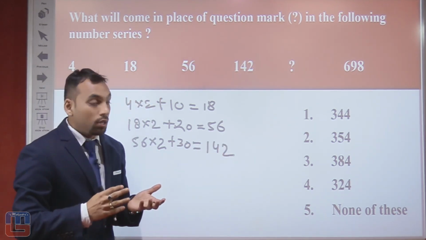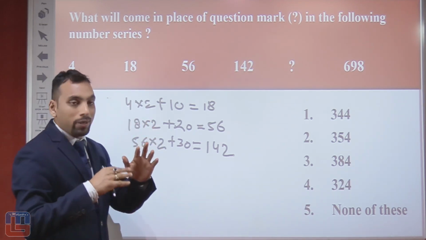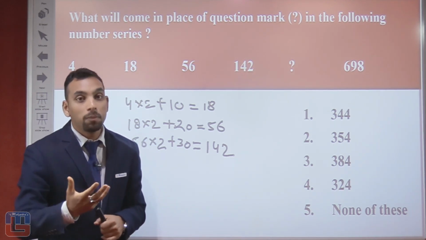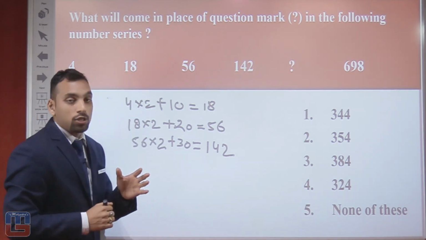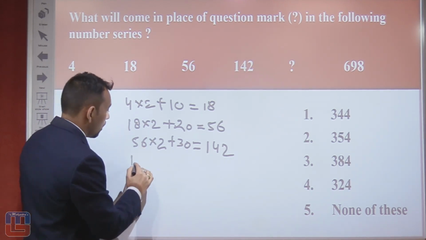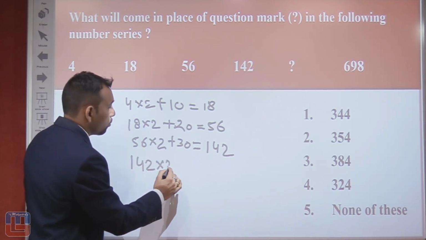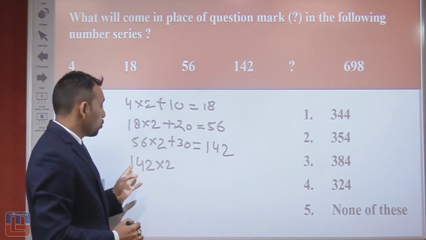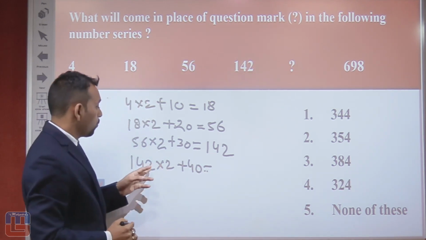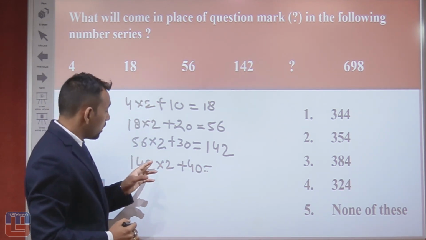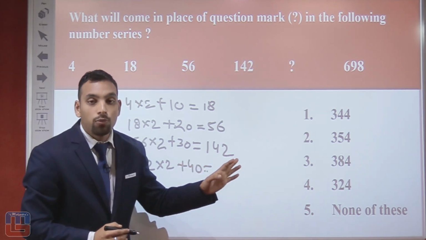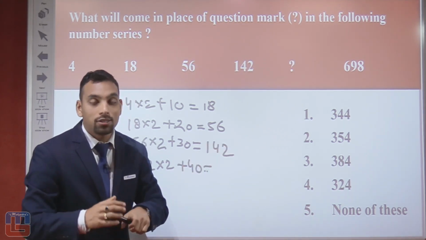So the logic we got here is multiply by 2 plus 10, multiply by 2 plus 20, and multiply by 2 plus 30. So the next could be multiply by 2 and plus 40. It could be a logic. So see here, 142 multiplied by 2, 2 4 8, plus 40, that is 3 2 4, and you can see the option as well. The fourth option is available here, that is 324.